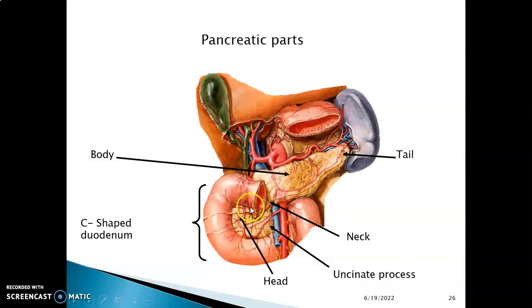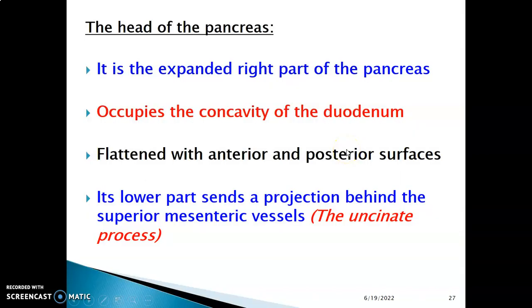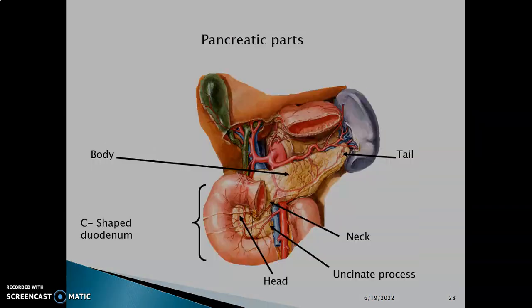So this is the pancreas. You have the head, the neck, the body, and the tail of the pancreas, and we usually have an uncinate process between the head and the neck. It runs from the C of the duodenum to the hilum of the spleen, where you have the tail. The head of the pancreas is the expanded right part, and it sits in the concavity of the duodenum. It's usually flattened anteriorly and posteriorly, but the lower part of the head projects behind the superior mesenteric vessels, and that's what forms the uncinate process.